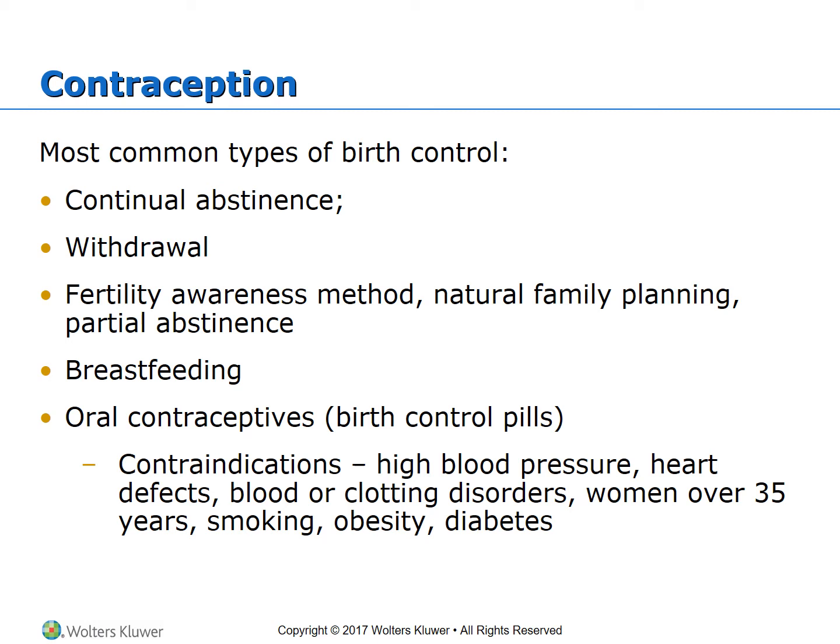Oral contraceptives, birth control pills, prevent ovulation. The progestin only must be taken at the same time every day to help maintain the needed hormonal levels. Contraindications for oral contraceptives, though, can be high blood pressure, heart defects, blood or clotting disorders, women who are over 35 years of age, and smoking, obesity, and diabetes.